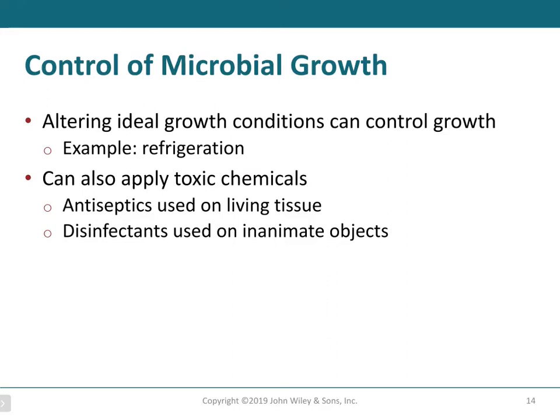This can also apply to toxic chemicals. We can use toxic chemicals such as antiseptics, which are used on living tissues, and disinfectants on inanimate objects. An example of an antiseptic is, of course, the alcohol, which we use now during the pandemic, a very ubiquitous fixture now. Before you enter an establishment, you have to apply alcohol to your hands. And then you also have disinfectants like bleach.